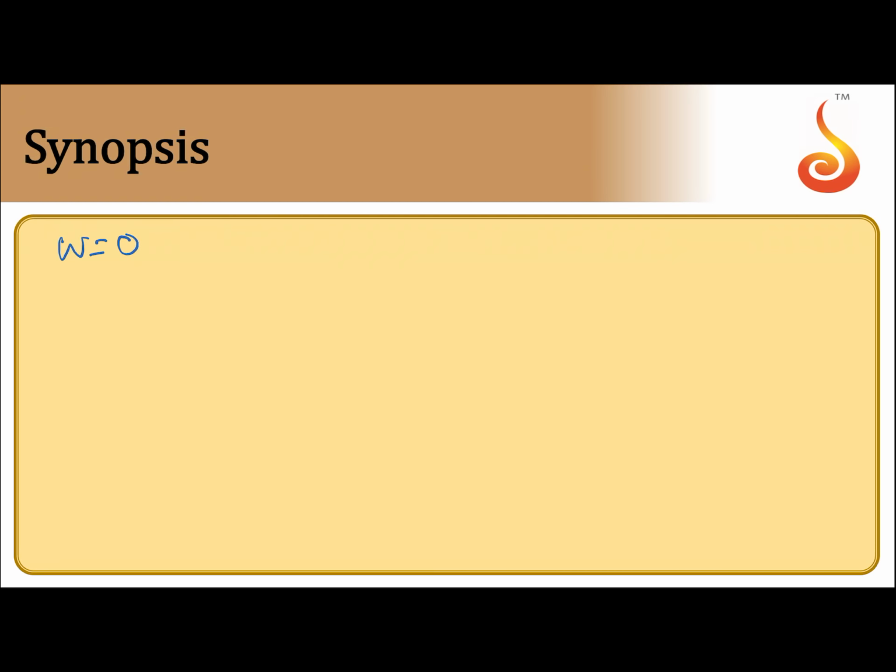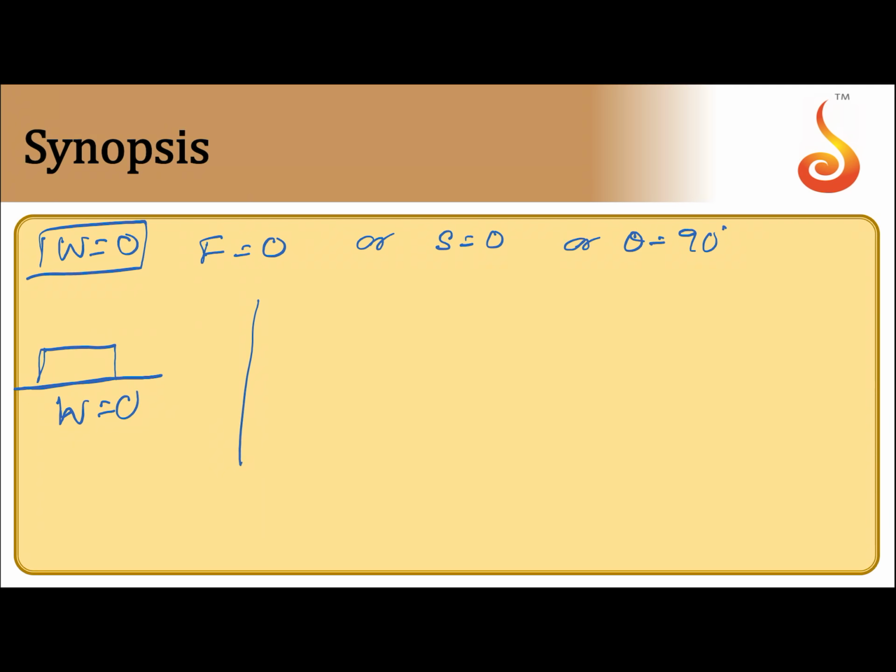Work done is 0 under several cases. Possibly the force is 0, or the displacement is 0, or the angle between them is 90 degrees. For example, an object under the influence of no force, obviously no work done. Displacement is 0: there is a heavy block, you are trying to push it, but the block does not undergo any displacement, so work done is 0.